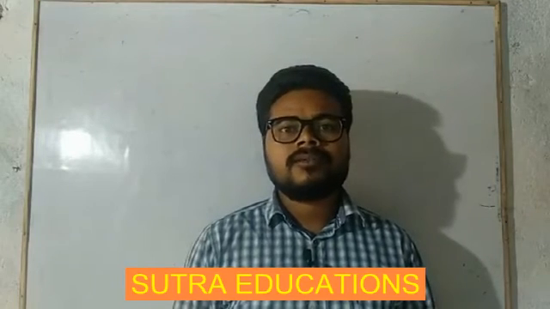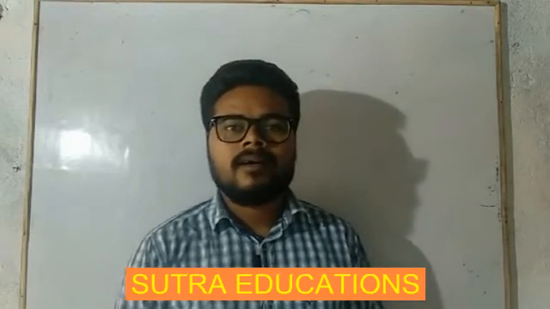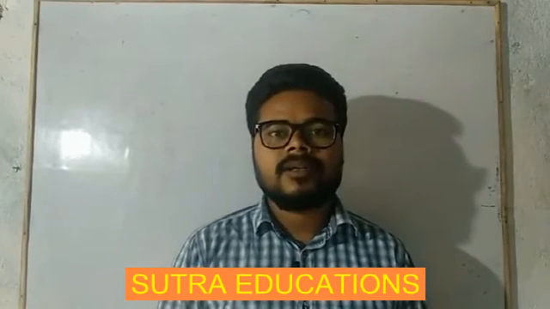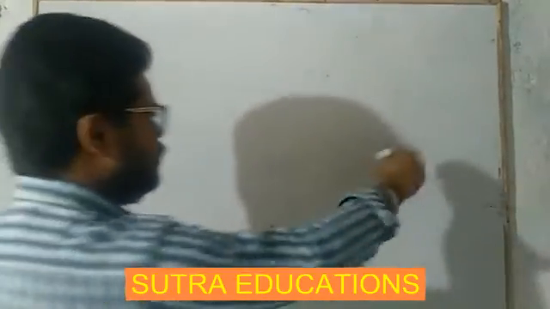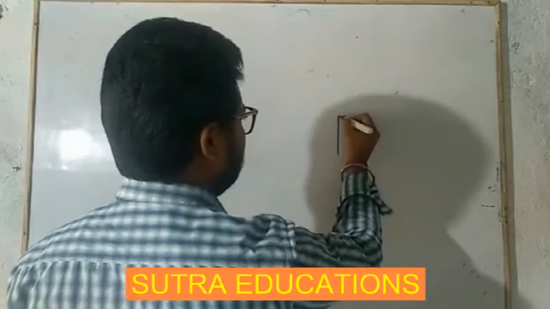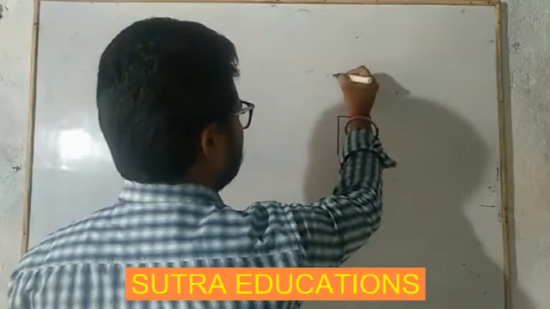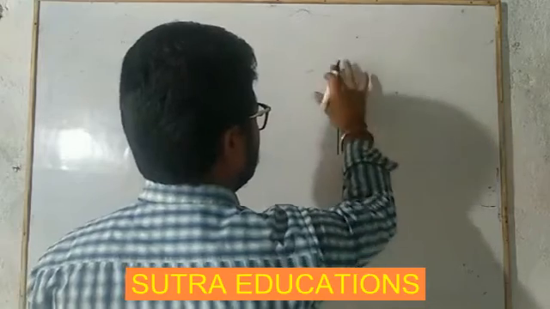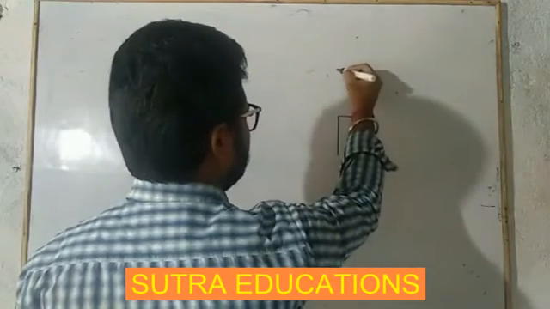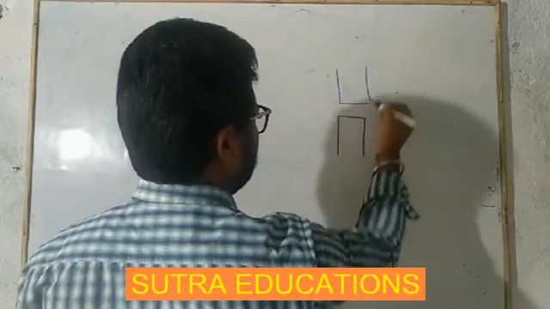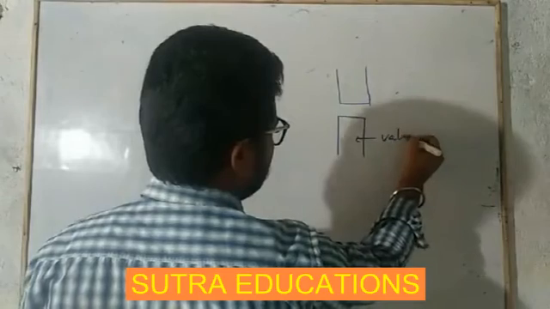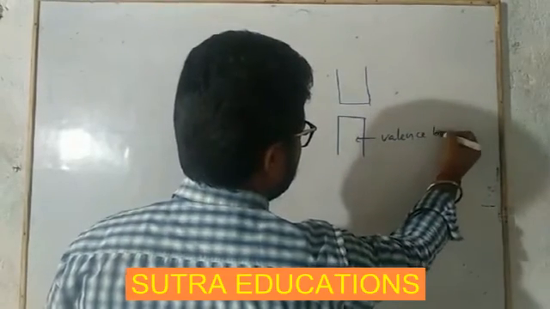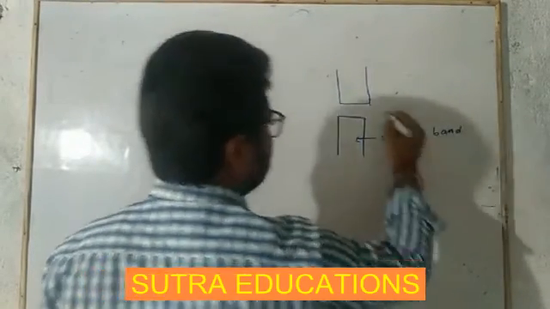Today I am going to discuss these bands, which are of two types. One is called the valence band and one is called the conduction band. So there are two types of band. One is known as the valence band, and this one is known as the conduction band.